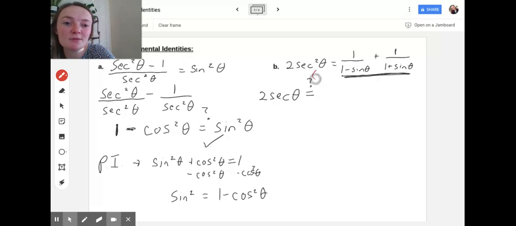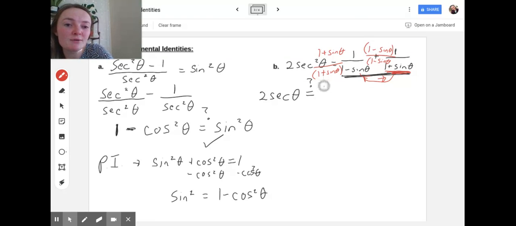So what I'm going to multiply by is I'm going to multiply this by the denominator of that and this by the denominator of that, if that makes sense. So I'm going to multiply this first one by 1 plus sine theta all over 1 plus sine theta. And I'm going to multiply this one by 1 minus sine theta all over 1 minus sine theta. And the reason I'm doing this, I'm trying to get the same denominator.